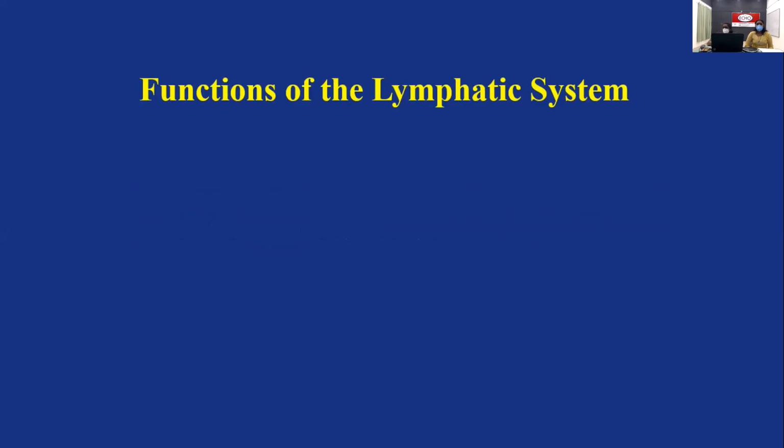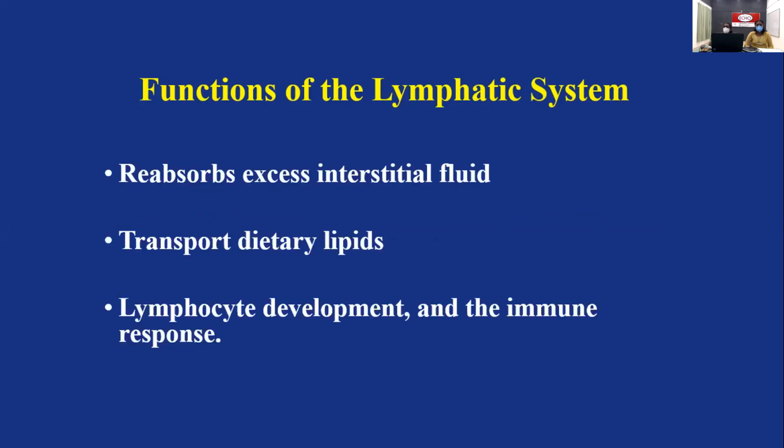We heard from Purnima ma'am about the functions of the lymphatic system. The first function is to reabsorb excess interstitial fluid. This is the major function. If the lymphatic system is not functioning well, our body function is irregular, and maybe anasarca will be there. If the lymphatic system is functioning well, no extra edematous area will be seen in our body.